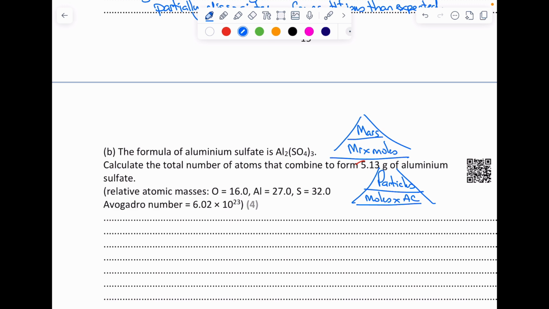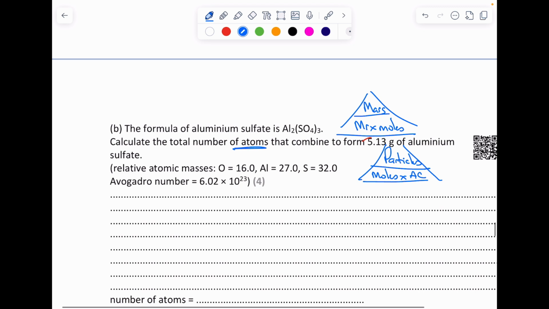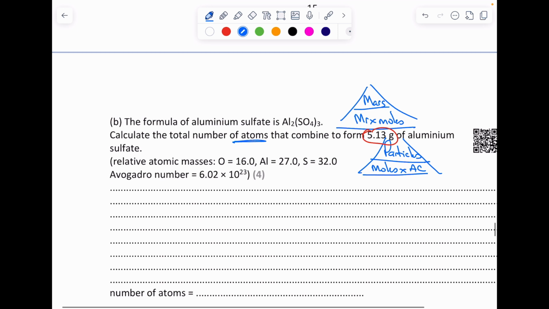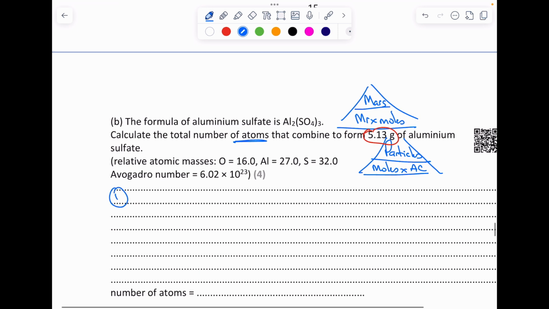Okay, in this question, we need to calculate the total number of atoms, and we're given a mass over here. Let's use a different colour here. So what I need to do, first of all, is get that mass converted into moles. So my first job is work out the moles that are involved here. And according to that top triangle, the moles is going to be the mass divided by the MR.